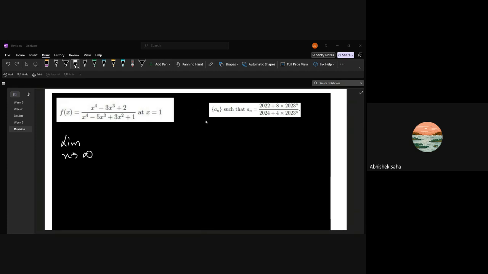Calculate the limit of the following function at x equal to 1. Again, you have to calculate the limit at x equal to 1. So how to calculate f(x)? I think we use the L'Hopital rule, because at x equal to 1 we get 1 minus 3 plus 2, and 1 minus 5 plus 3 plus 1. Again 0 by 0 form, right? So you can use the L'Hopital rule and find it.